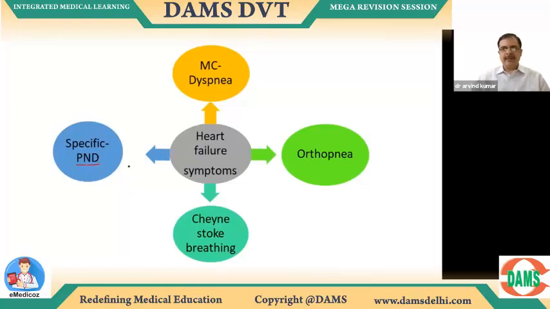While orthopnea is not the most specific symptom, because there can be other causes of orthopnea, like obesity, ascites or severe emphysema. And there is a particular pattern of breathing, where the patient has intermittent episodes of apnea followed by hyperpnea and then apnea. This is seen in almost 50% of cases of heart failure, and this symptom is usually noticed by the relatives. So these are the main important symptoms which we should ask for in a case of heart failure.